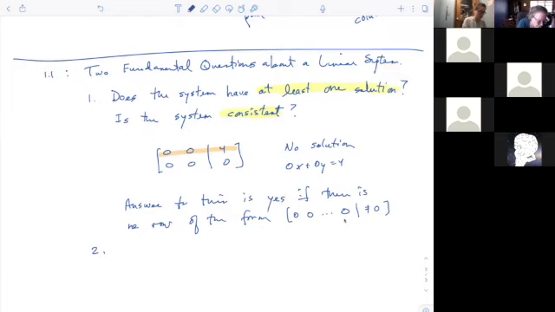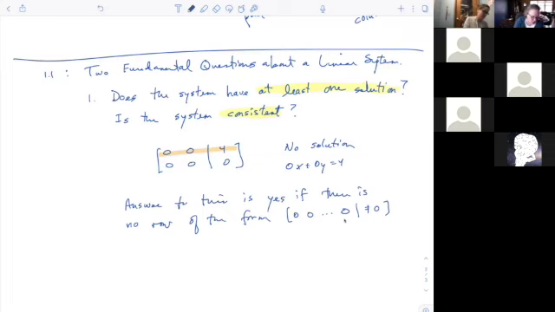I have a question. Yeah, go ahead. So it says, I'm just having trouble reading. The answer is yes if, sorry, it's the brain fog. If there's no row of this form. Thank you. Yeah, sure.